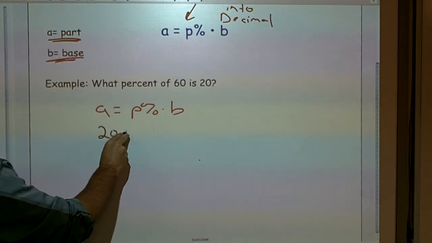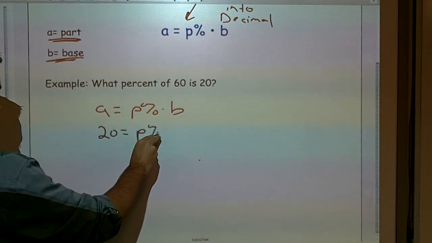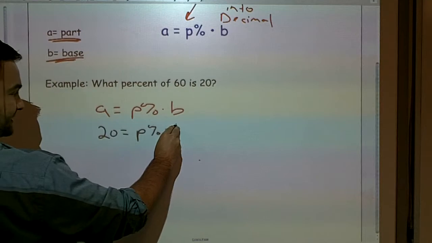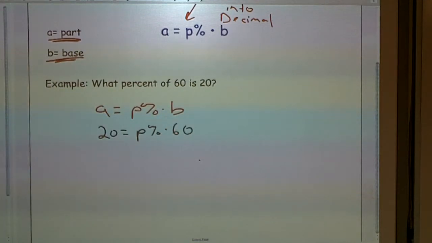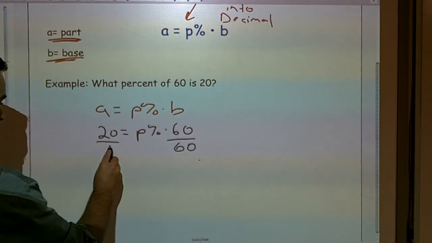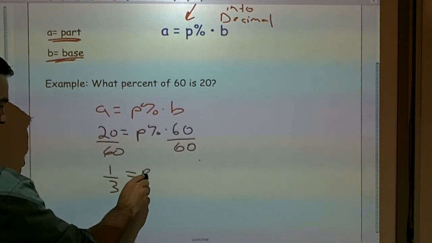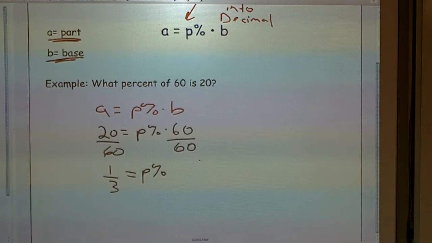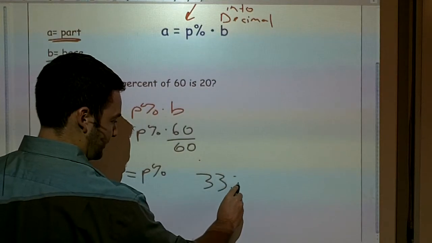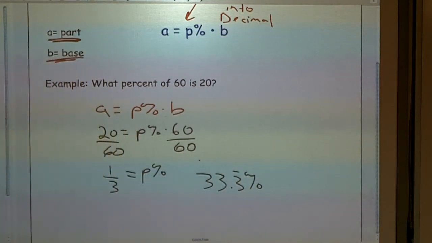So we put 20 equals P percent times our base of 60. Now from there we've got P percent times 60. This is kind of like a variable x times 60, so we would divide by 60. We get 20 over 60, which is the same as 1/3 equals P percent. Now 1/3 is a fraction that we need to have memorized. 1/3 as a percentage is 33.3 repeating percent.